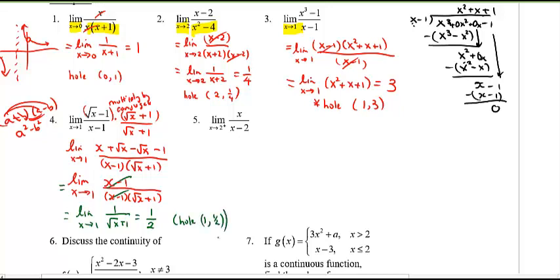Cool. Now, if you didn't like multiplying by the conjugate, you could have actually factored this one too. But I'm not going to show you. But if you are curious about factoring and how you can solve number 4, then contact me and find out.